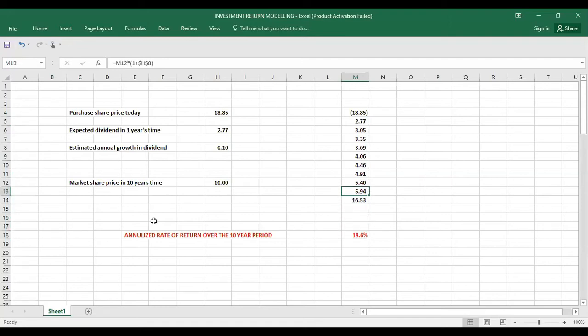Now, I'm going to assume maybe the unthinkable, that the share price falls to 0. If the share price were to fall to 0, then the return on investment is going to be 16.2%. I'll just go over this again. What this says is that if you purchase GT Bank at 18.85, and the company is able to grow its dividend by 10% per annum over the next 10 years, even if the share price were to fall to 0, the investor will get an annualized return of 16.2%.